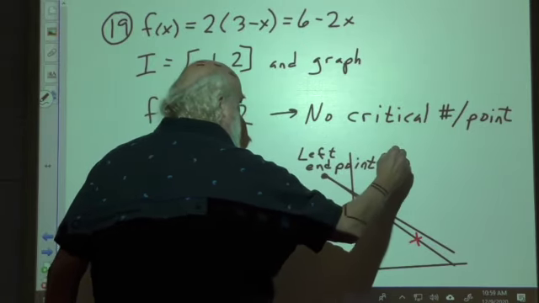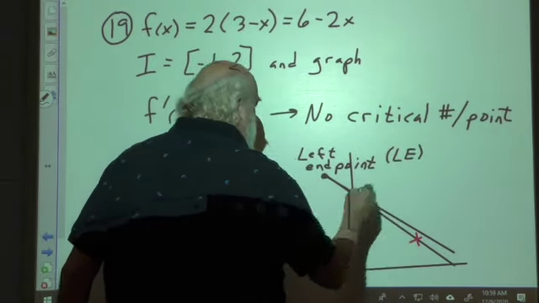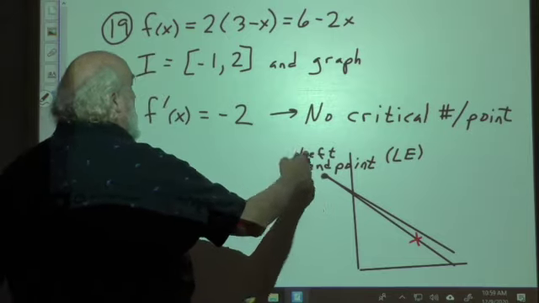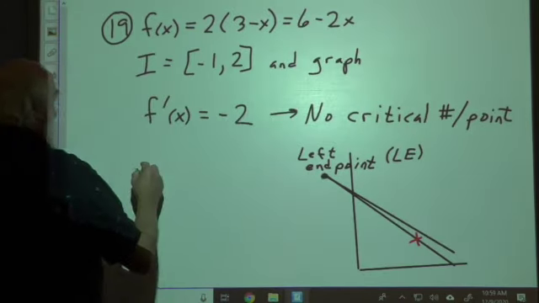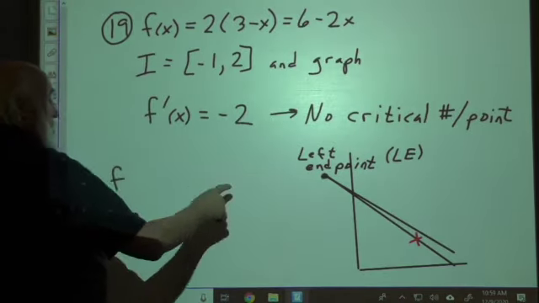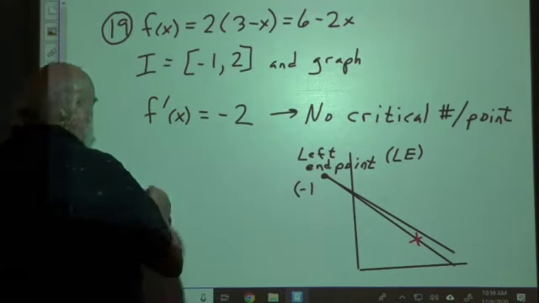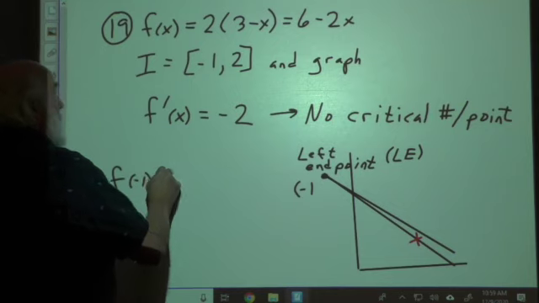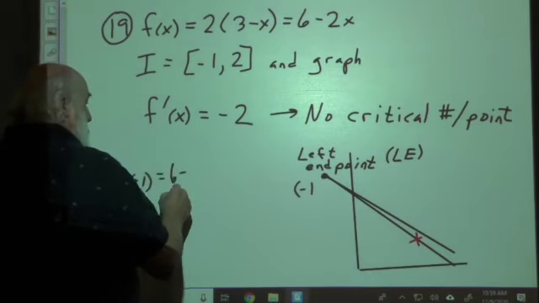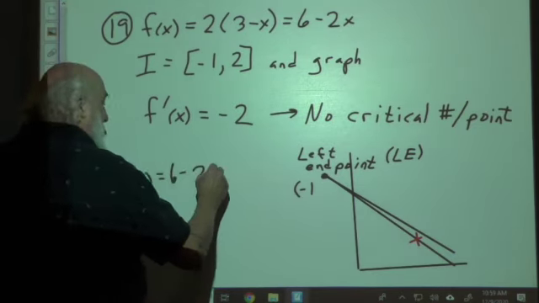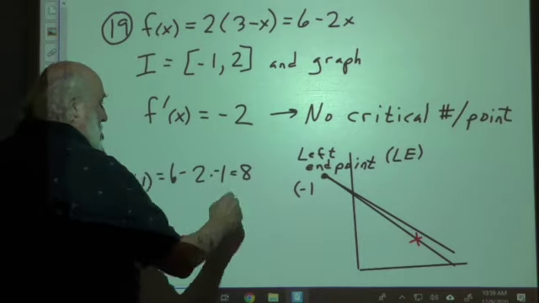Which I'm going to call LE from now on. And so that means I'm going to have to take this equation right here. F sub, and this we said here is -1. So the x value for that is -1. So F sub -1 equals 6 minus 2 times -1, which is 8.